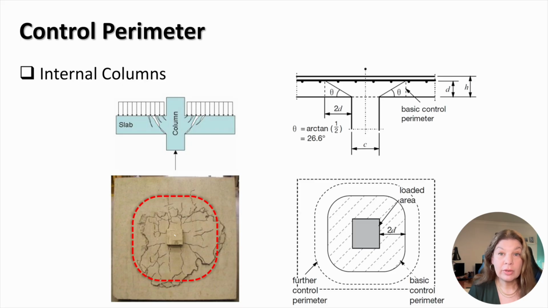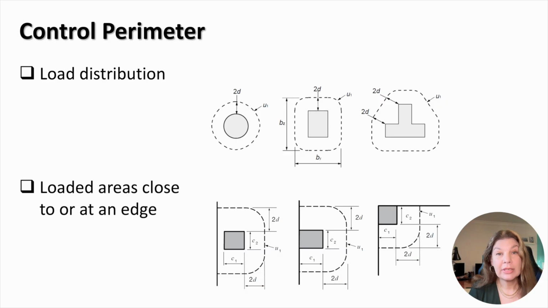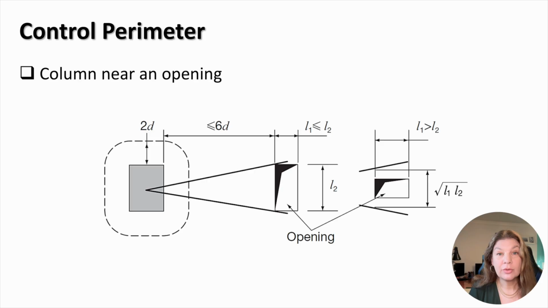When the applied concentrated load is very large, additional control perimeters located away from the loaded area should be checked. The shape of the control perimeter depends on the shape of the loaded area and its location in the slab. Here you can see examples of the shapes of the loaded area and the corresponding control perimeters. When the loaded area is close to or at a slab edge, the control perimeter is cut by the edge. When the concentrated load is located closer than 6 times the average effective depth of the slab to an opening, the control perimeter should be reduced based on the geometry and orientation of the opening and the distance from it as shown on this slide.